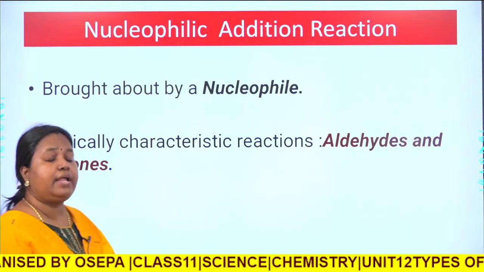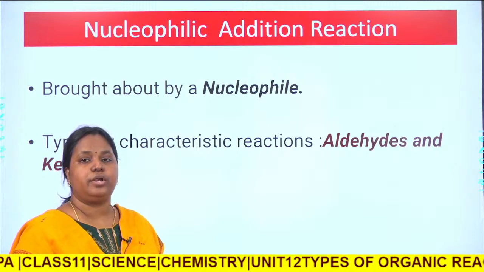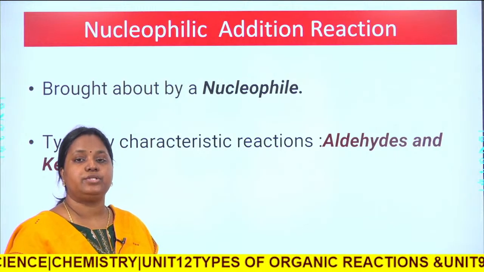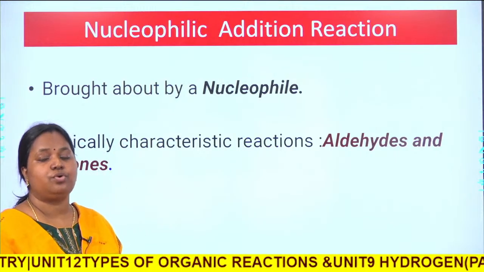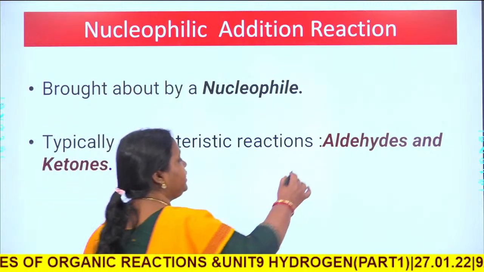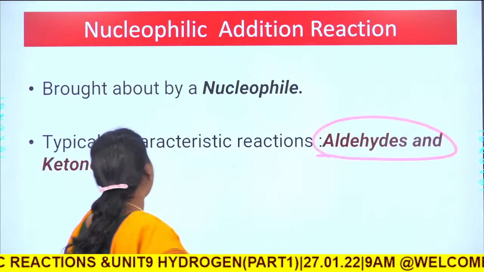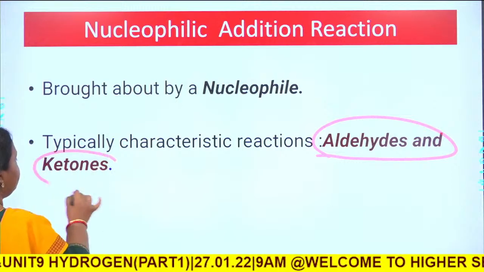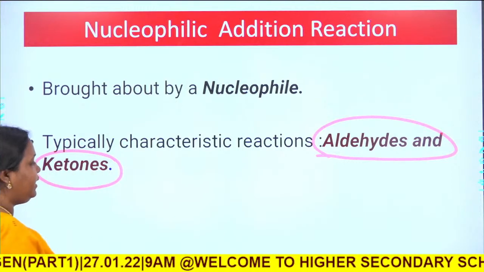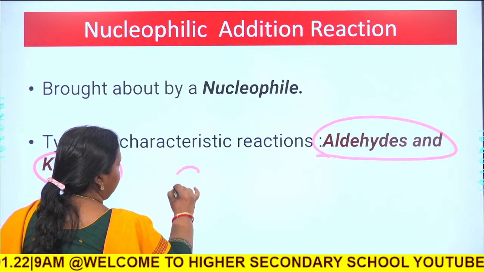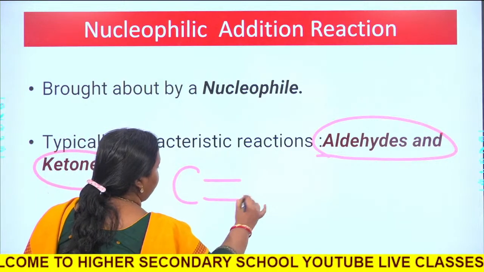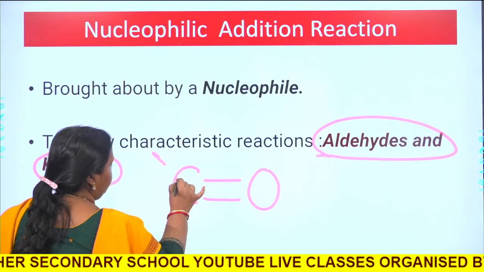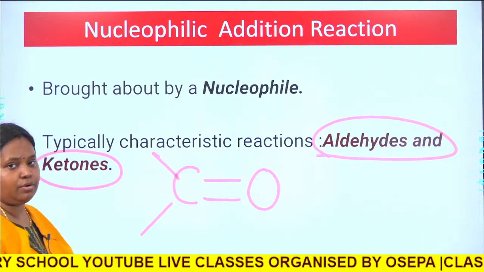So, if a nucleophile brings about the reaction, it is called a nucleophilic addition reaction, and remember that it is usually shown by aldehydes and ketones. Why? Look, because mark that in the case of an aldehyde or a ketone, there is a C double bond O.